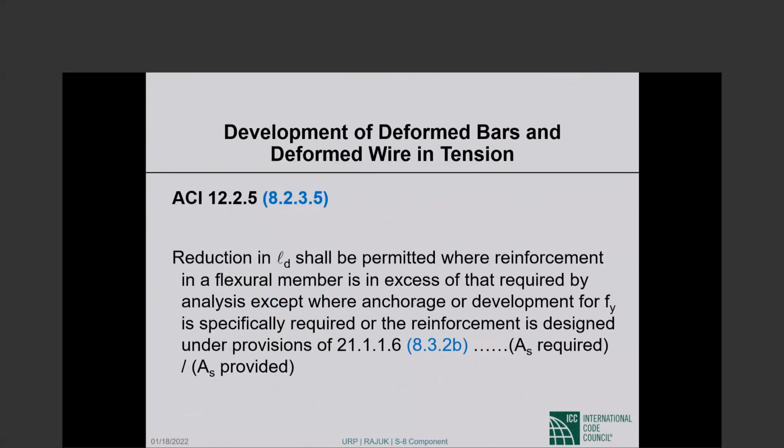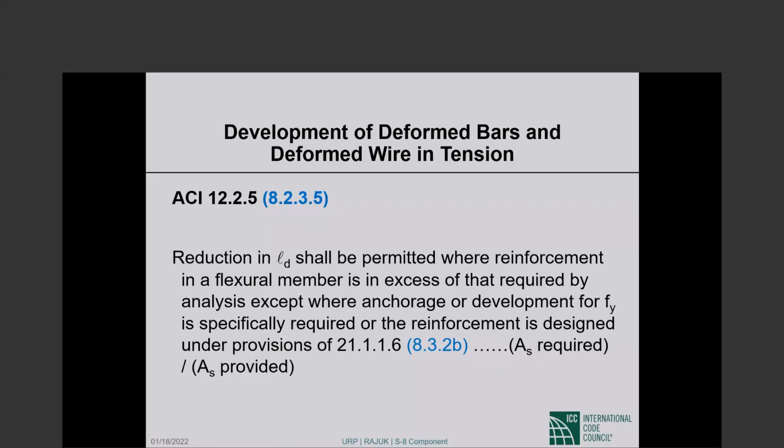And then there is another factor that I don't want to say complicated, but it causes some confusion. So reduction in L sub D, the required development length, shall be permitted where reinforcement in a flexural member is in excess of that required by analysis. So you have provided more reinforcement than required by analysis. So then you can take a reduction equal to the A sub S required divided by A sub S provided. Okay? So if you have provided more reinforcement than required by analysis, you can reduce the required development length by the factor between the required reinforcement and the provided reinforcement.